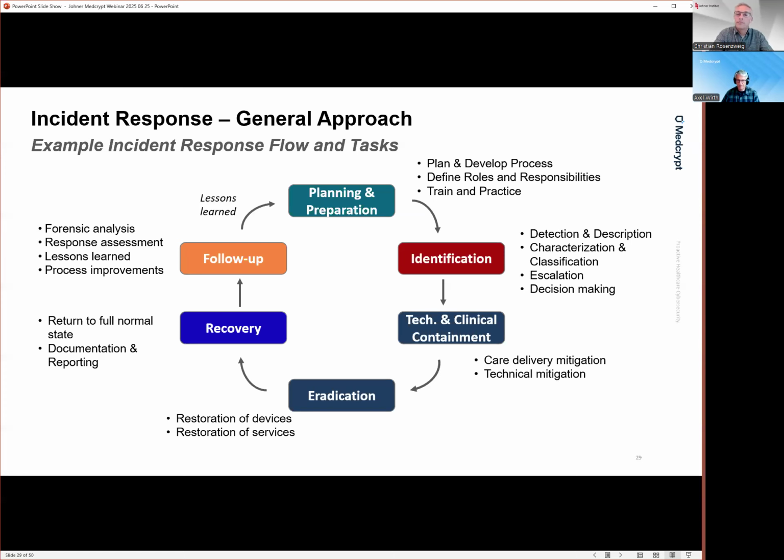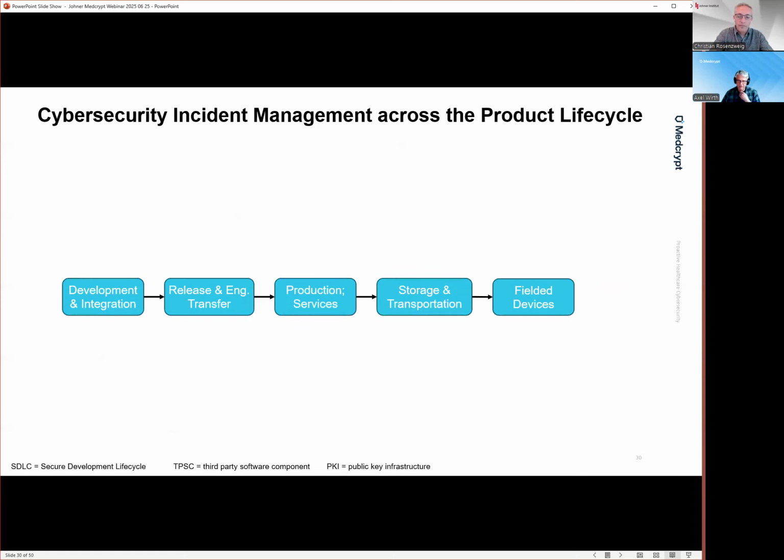Now, the previous diagram looked at it from the customer, the hospital perspective, but in reality, security incidents can happen anywhere, right? And if you follow your overall secure product lifecycle processes, you control security during development and integration. You have a formal release of a product, get regulatory approval, and do an engineering transfer into production. Then there may be, depending on the type of device, storage, transportation, distributors involved, and then in the end you have a field device, right?